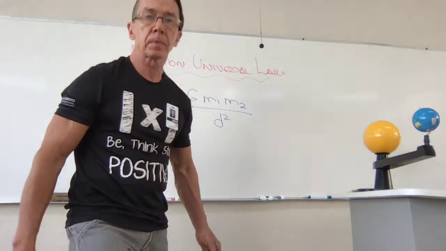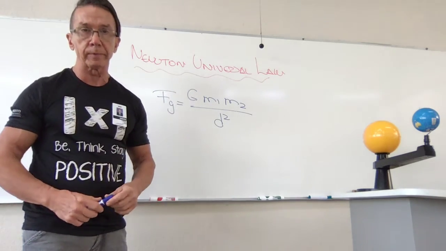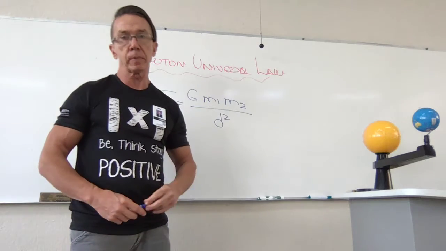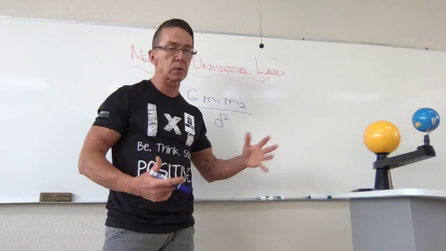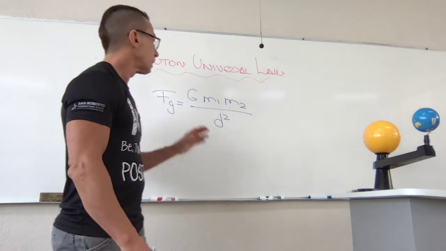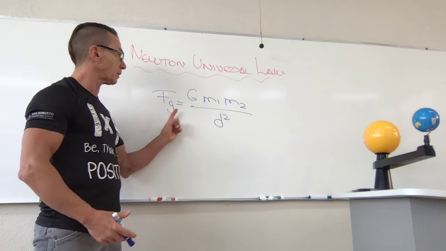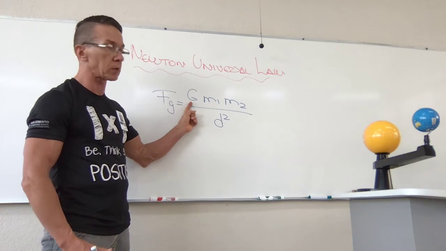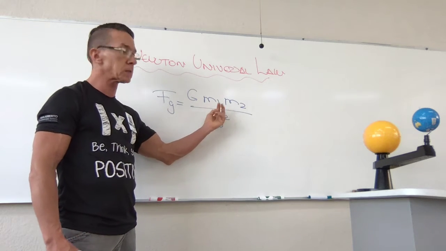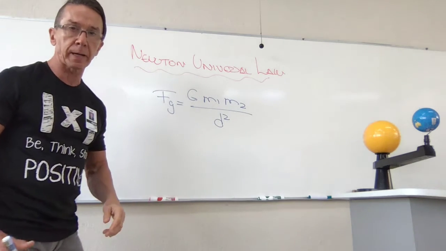Hello, back again. Here we are with Newton's universal law of gravitation. The gravitation between two planets, the sun and its planet, or any two objects in our normal life. The formula, as I already explained, is force of gravity equals G, that is the universal constant, times the two masses of the objects divided by their distance squared.